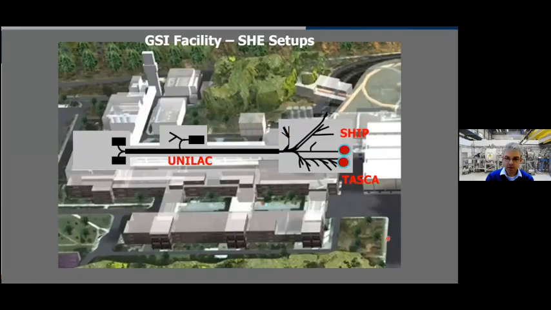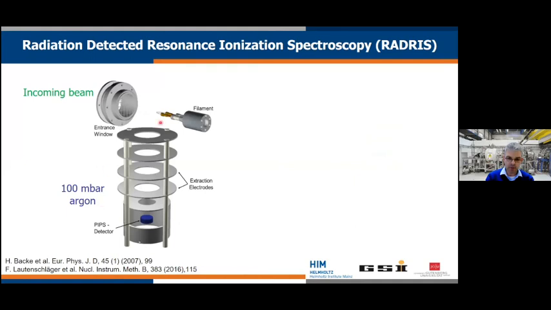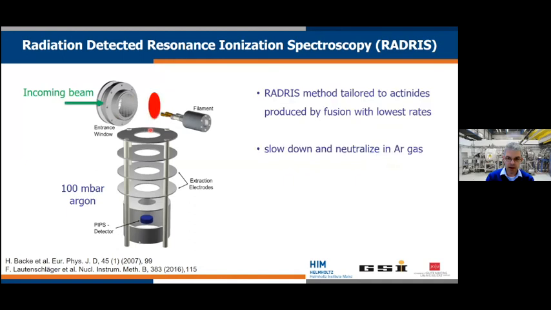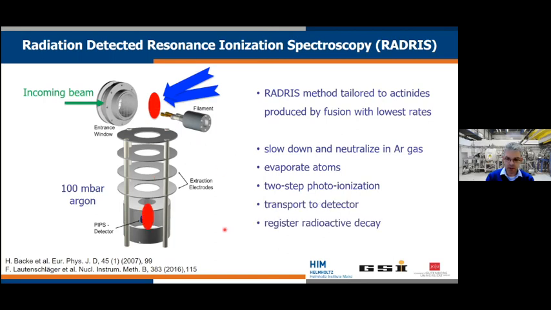The experiments have been performed at the GSI at SHIP. And we have used this RADRIS method where we stop beams in the gas. This has been used for nobelium spectroscopy, which I will not discuss. This is happening in an environment of argon gas. The ion beam is stopped, accumulated on a filament and neutralized. A heating pulse evaporates the atoms again. They are ionized by 2 lasers. And then the ions are transported to a detector where the radioactive decay is registered.